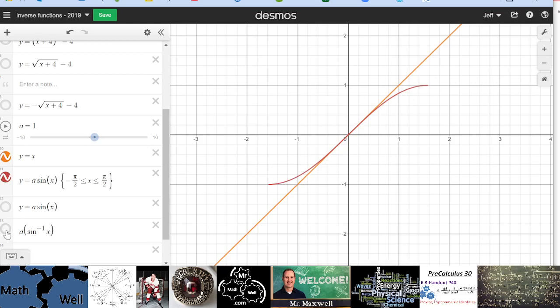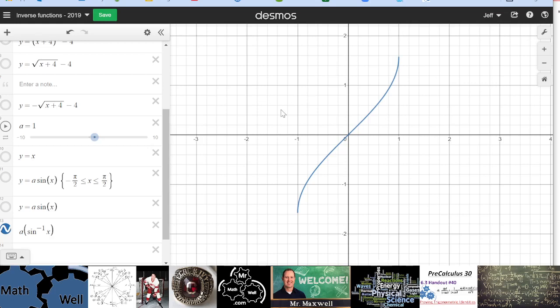Now here's what the inverse graph looks like in blue. It's a perfect reflection about the y equals x orange line. If I isolate this inverse function, this is what it looks like. That is y equals sine to the negative 1 of x. And notice that the domain and the range are both restricted. The domain is from negative 1 to positive 1, and the range is from negative pi over 2 to positive pi over 2.